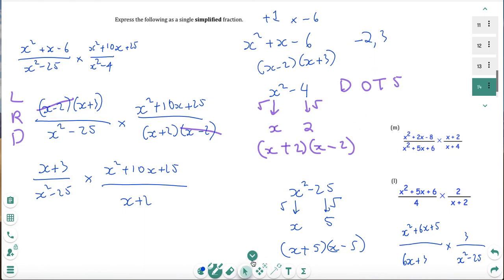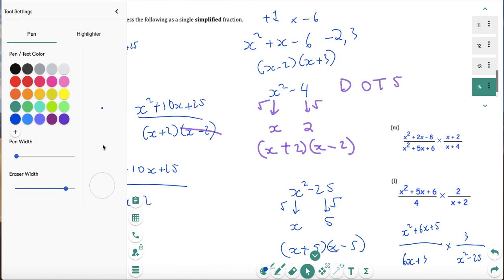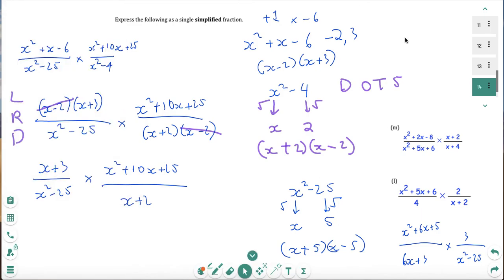Ooh, this is a quadratic, so we'll use quadratic factorization. x squared plus 10x plus 25. So we're going to multiply to 25 and add to 10. Oh, this is easy. 5 times 5 is 25. 5 plus 5 is 10. So 5 and 5. So x positive 5, x positive 5.